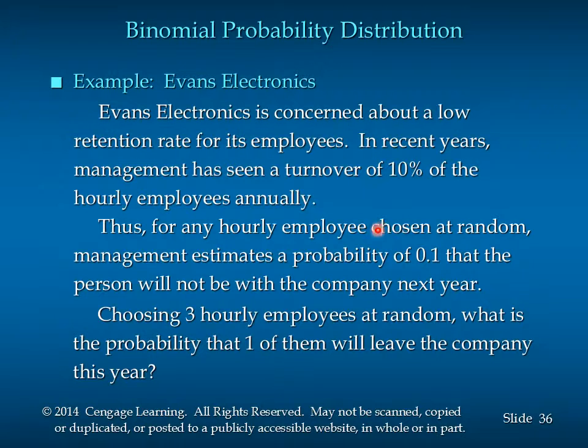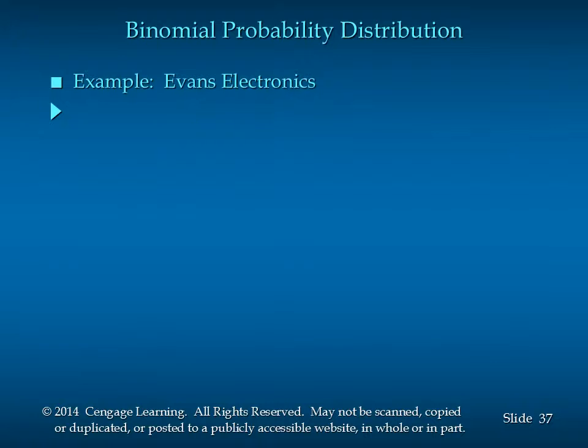You have your probability here, 0.1, P. You're going to choose 3 at a time, which is your X. Okay, and then we're going to have to be given an N.